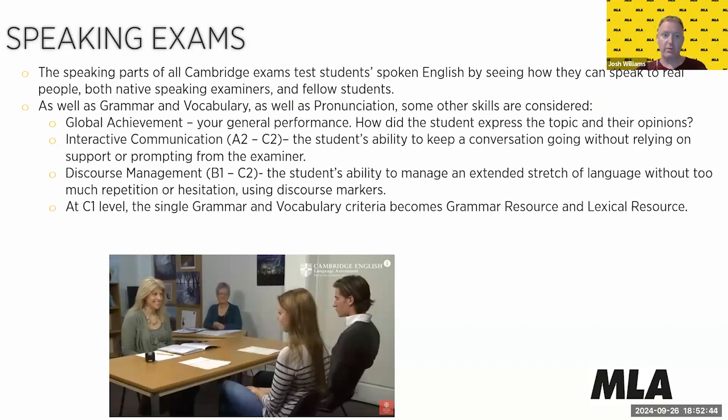Also at C1 level, grammar and vocabulary separates out into grammar resource and lexical resource. What this means is that the general mark for speaking will be divided up. You don't see that when you get your results, because you just see the mark for speaking, but that mark is based on those, and it obviously makes it a little bit more reliable, so examiners aren't just going, "I don't know, I think that was a 7 out of 10." They're giving you marks out of 5 or out of 10 for each of these different things.